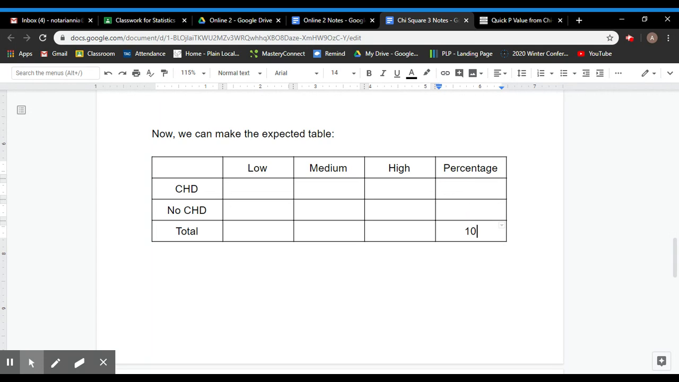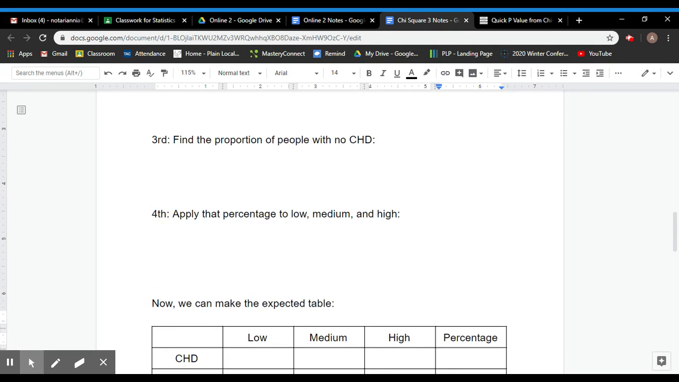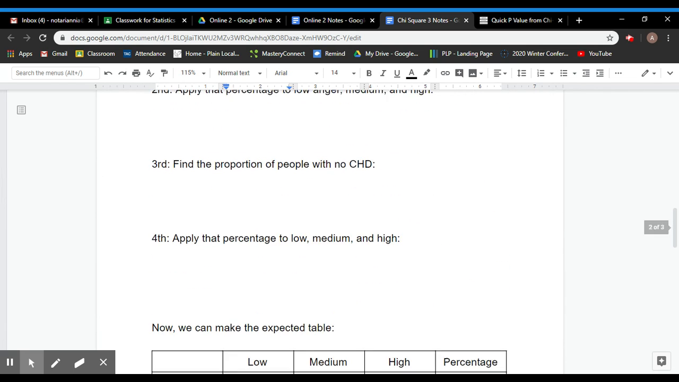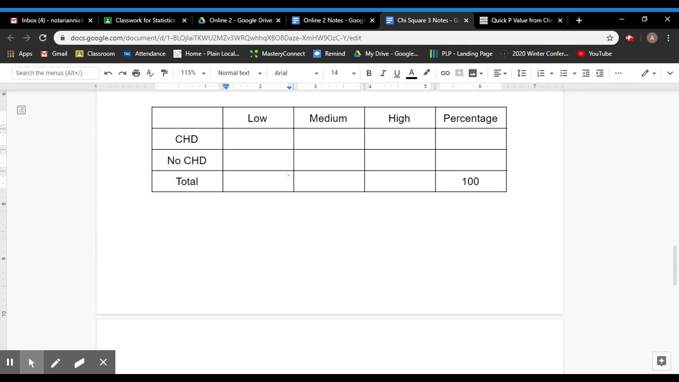So we know that, of course, 100 is the max amount of percent that you can have. What I'm going to do is keep this total column the same. So I want to get these 3 numbers, and I'm going to put them right where they were, because those 3 won't change.